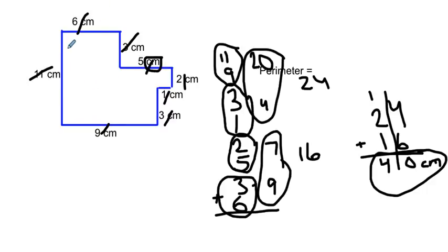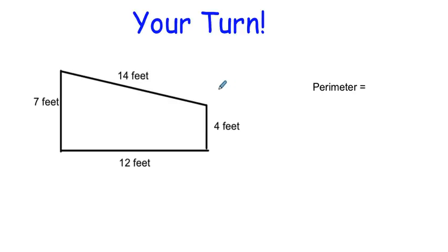Alright, so when we find the perimeter, you are adding up all of the sides. Perimeter is the edge of a shape, so you need to add up all of the sides. Okay, now it's your turn. I want you to take time to pause your computer, get out your whiteboard and marker, and find the perimeter of this shape. After you find your answer, you may hit play, and we're going to do it together.